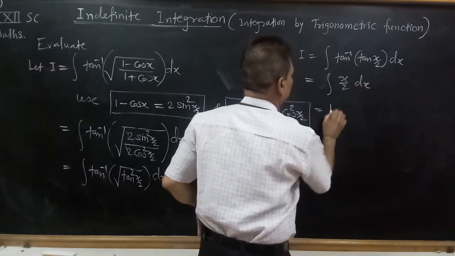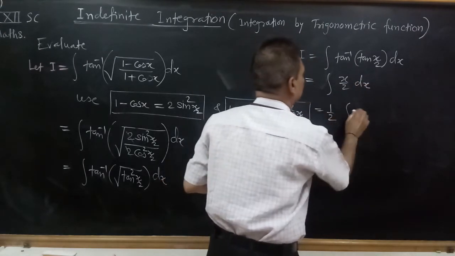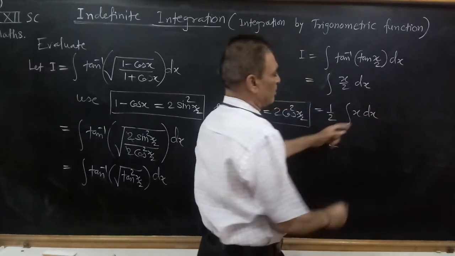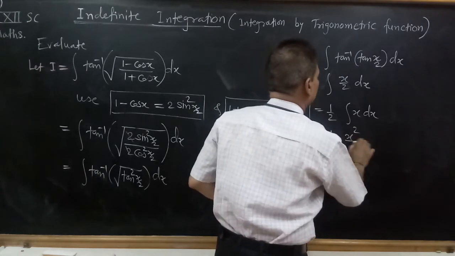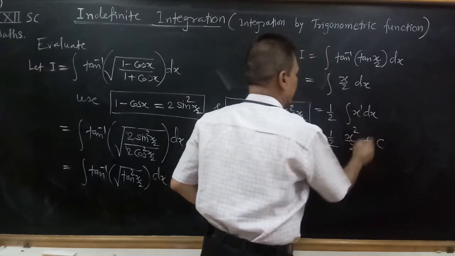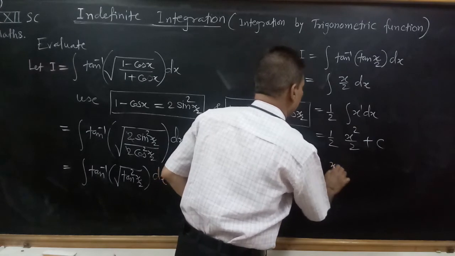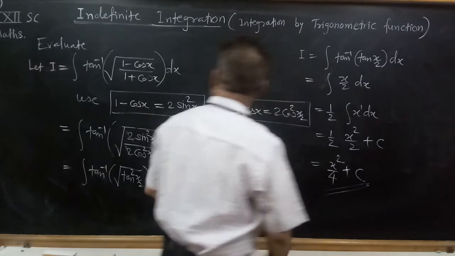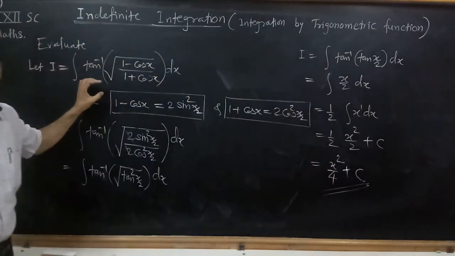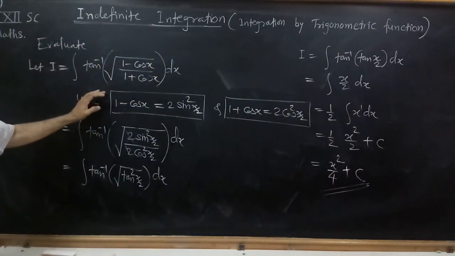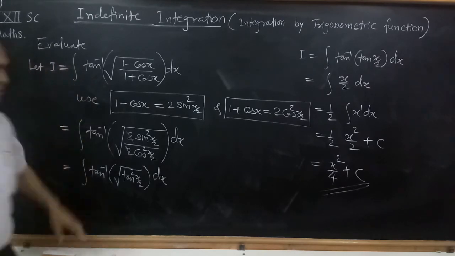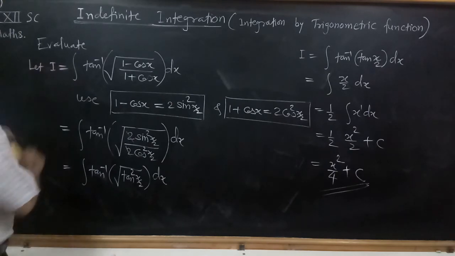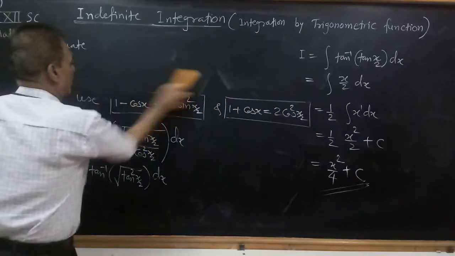Then take the constant term 1/2 outside the integration of x dx, and use the standard formula x raised to 2 divided by 2 plus c, because the index is 1. Means the final answer is x square by 4 plus c. This is the final answer for this question. Got it? Everybody? Okay. Then again we will take one more question for better understanding.